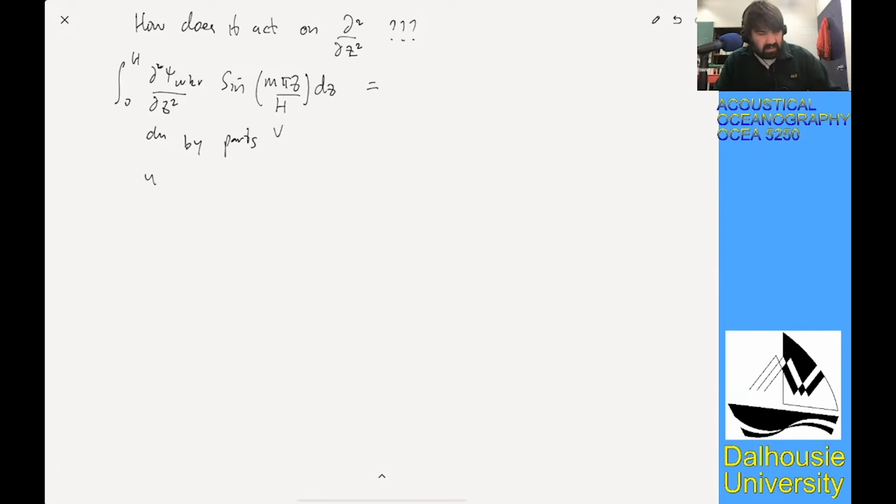So u is equal to just the single derivative, right? So we get back a little bit there. And dv is going to be equal to m pi over h cos m pi z over h. So now we do by parts. We want uv first, right? So we have a single derivative, and then we're going to have this nice sine m pi z over h.